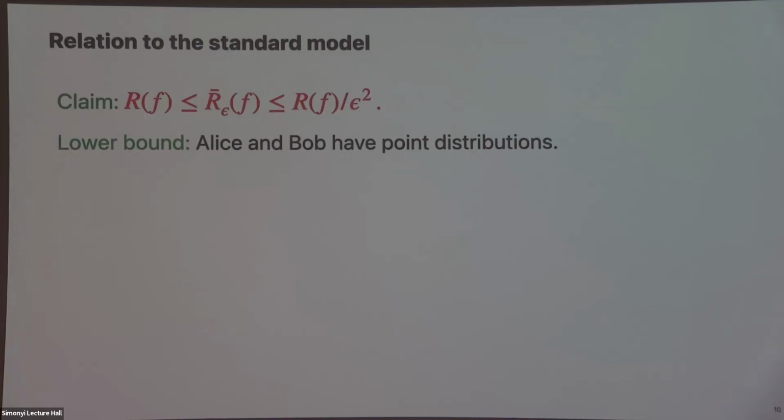The lower bound is quite simple. Just imagine that Alice and Bob have point distributions, right? So they really just have X and Y. And now I'm telling you to find the expectation over this single distribution. That's just asking you what is F of X, Y, right? So of course they have to be able to solve just singleton instances. That's where the lower bound comes from.